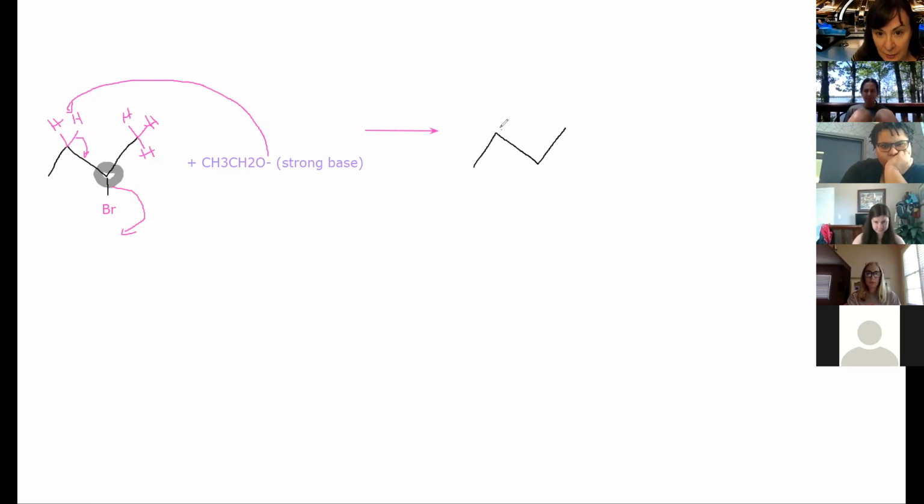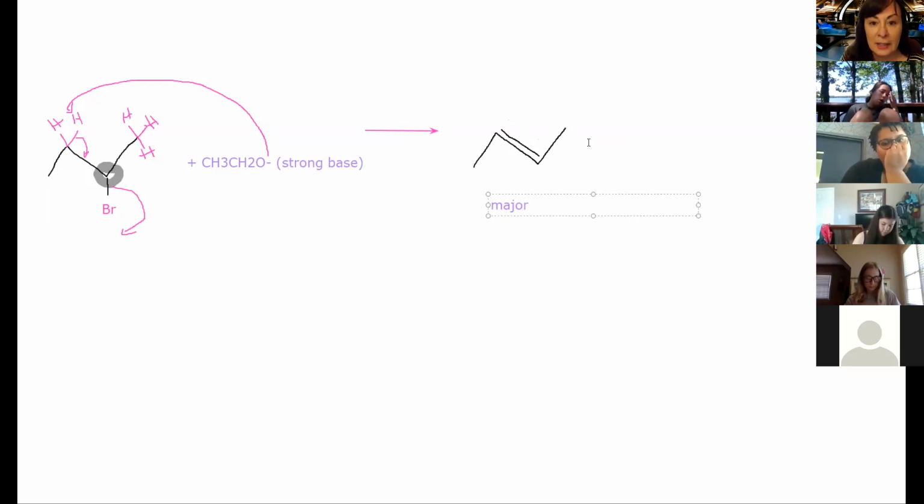Should it go right here in the middle? Yeah. Between carbons 1 and 2? Yes. And according to Markovnikov's rule, this is what we would call the major product of that reaction. Major because we get the most of it, okay?